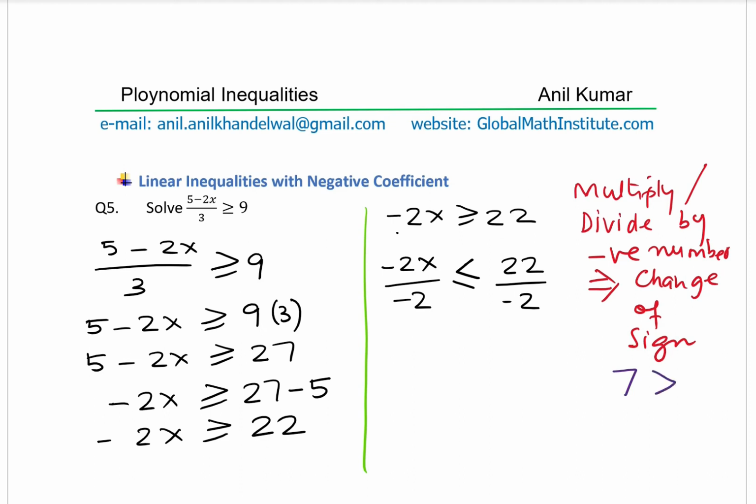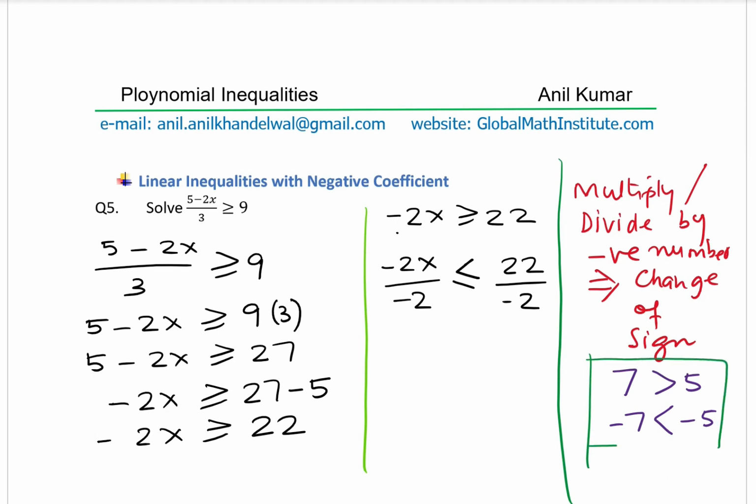7 is greater than 5. How about minus 7 and minus 5? You have to change the sign. Does it make sense to you now? So that is key to understand. So I have multiplied by minus 1, I have to change the sign. So minus 7 is less than minus 5.